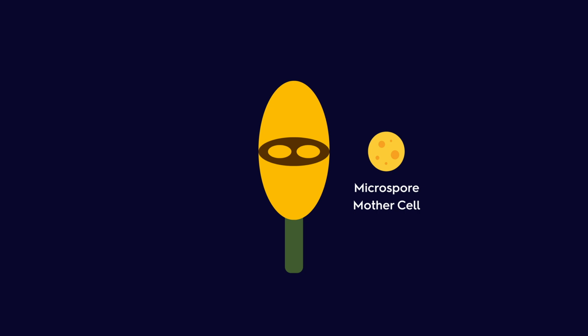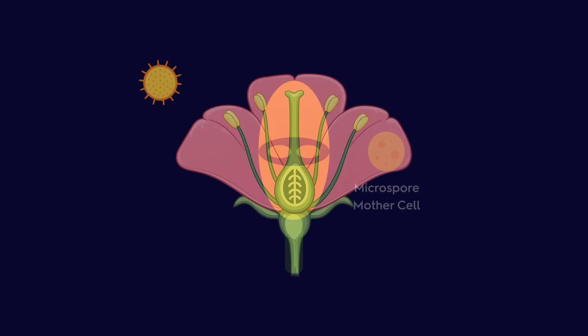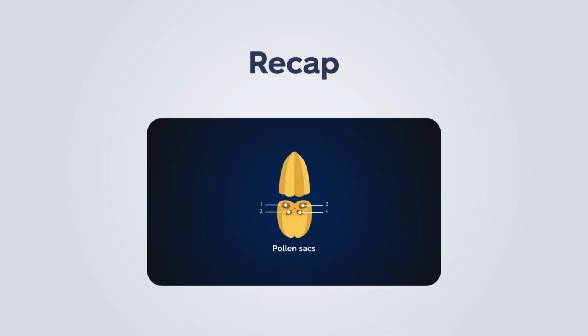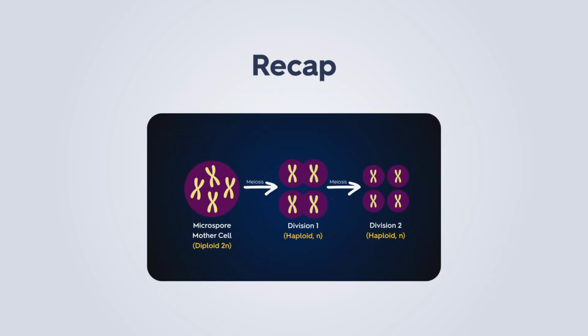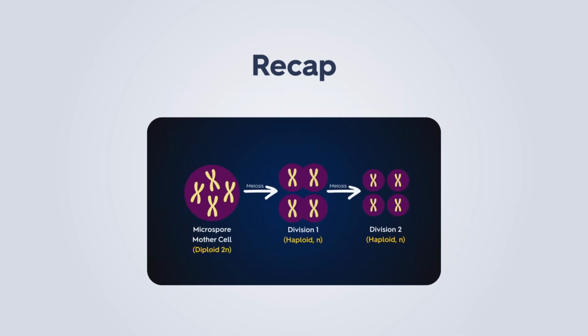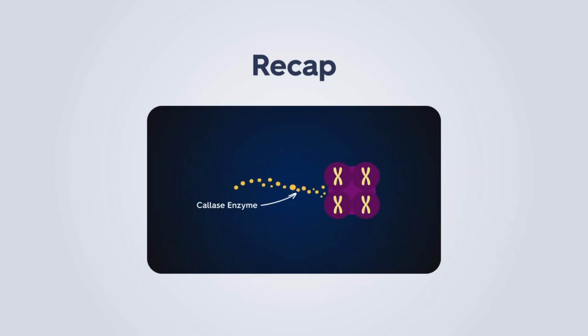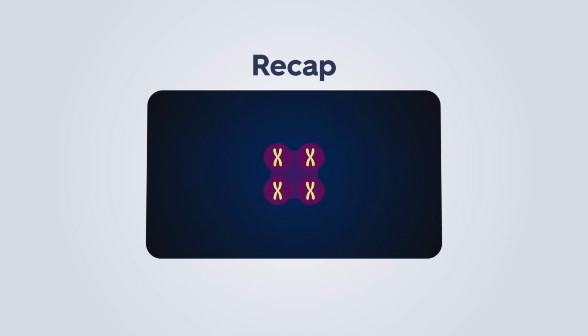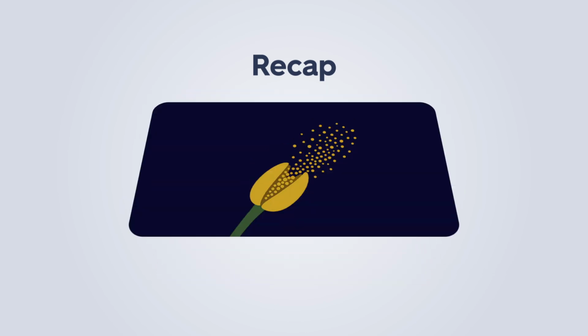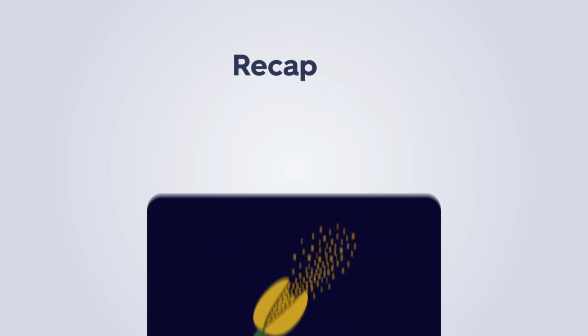Microsporogenesis gets us to individual microspores. Next, those microspores change and mature into pollen grains that can travel to the female part of a flower and help form seeds. To recap, the anther contains pollen sacs. Inside, microspore mother cells undergo meiosis to form 4 microspores in a tetrad. The tapetum supports development and helps separate the microspores so they can mature into pollen grains.